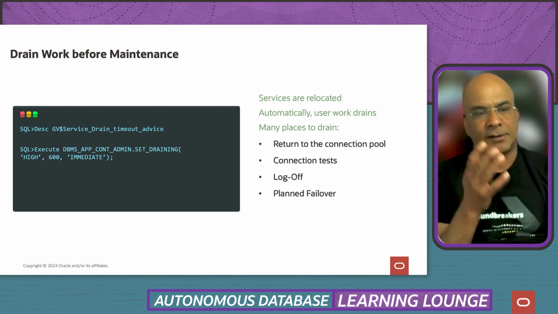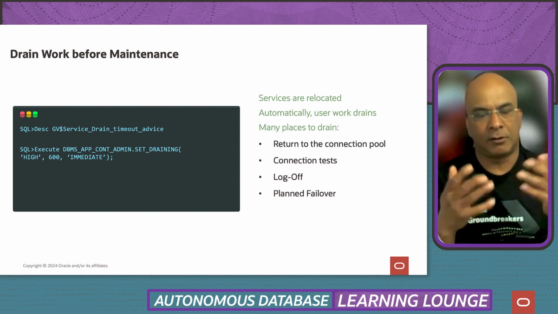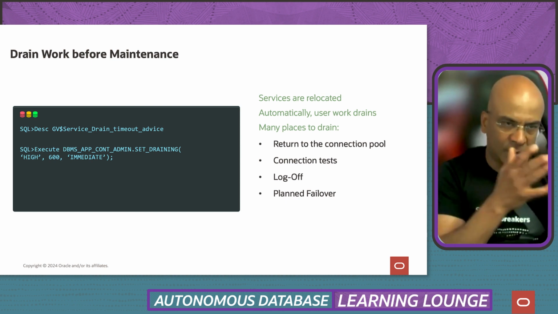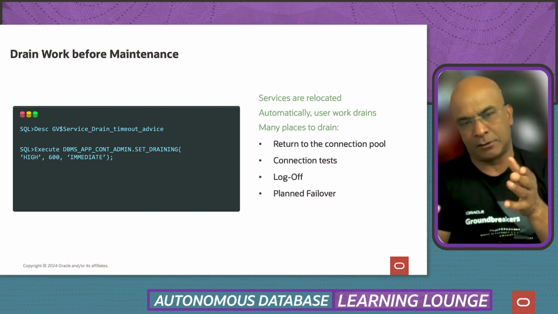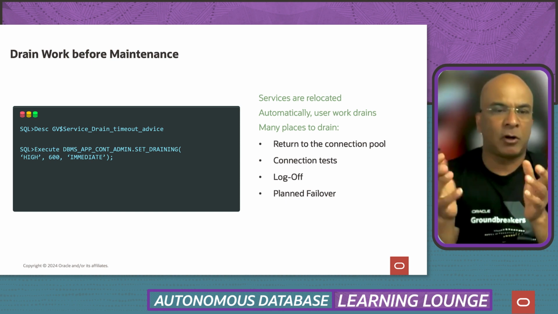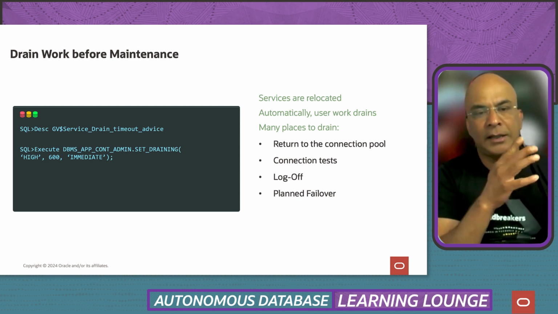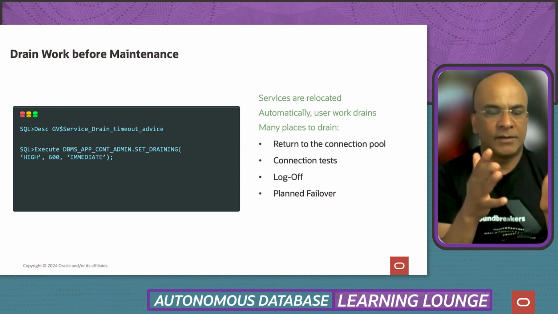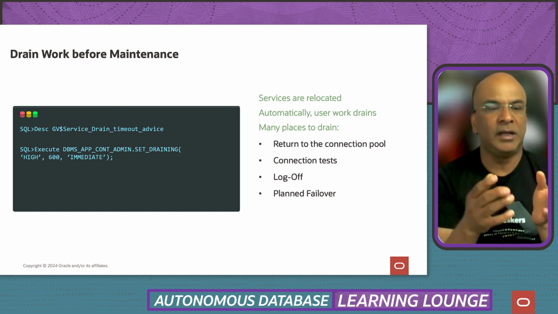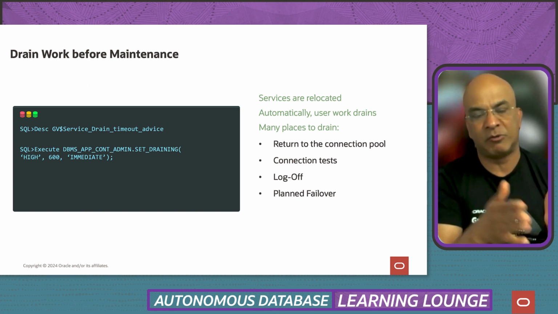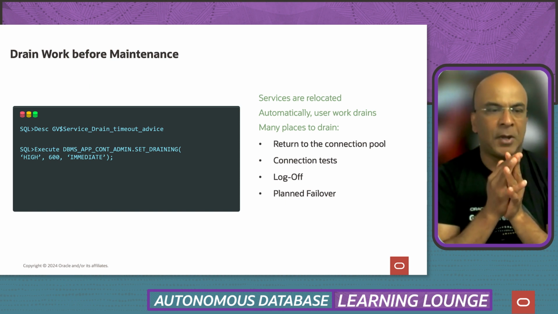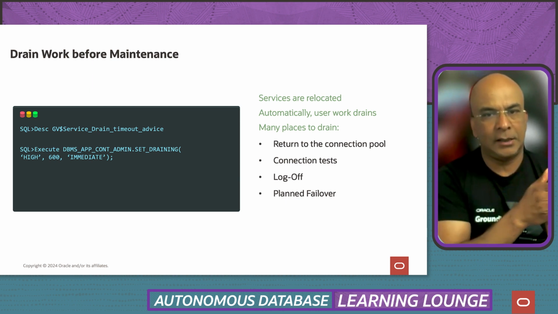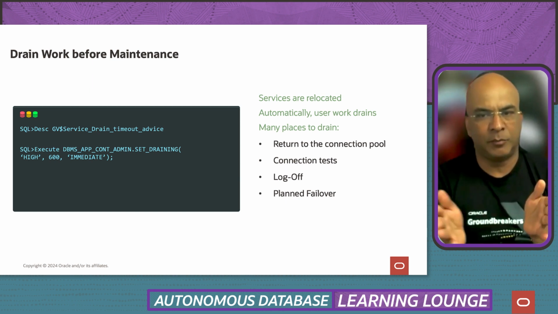And then you can execute the command. In typical clusters you would do sysctl, but in autonomous you would use this DBMS app cont admin procedure, and then you can set that draining. What that gives us as a value is the time we should wait after which we start killing sessions. And when we do this, we basically return these connections back to the pool.